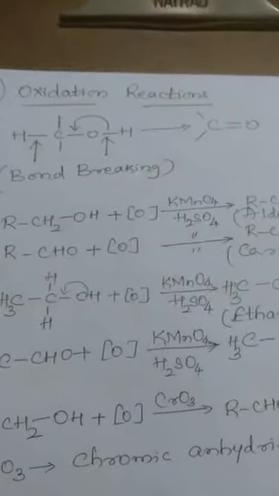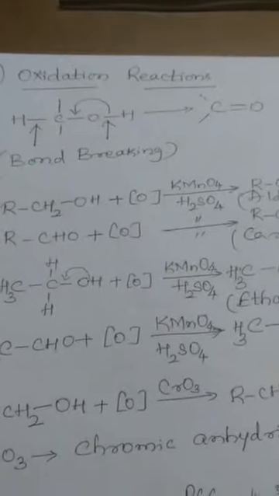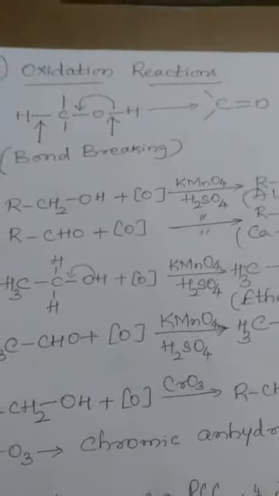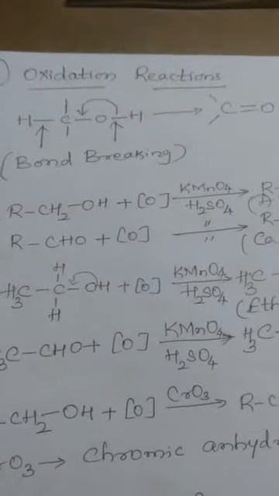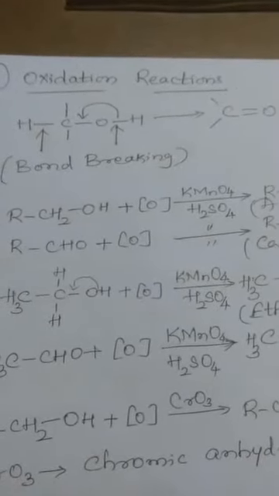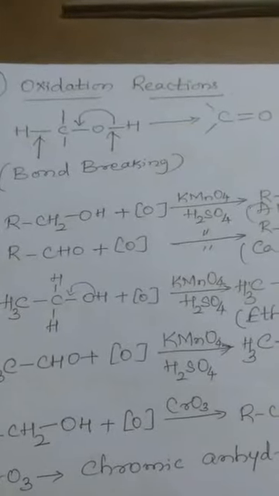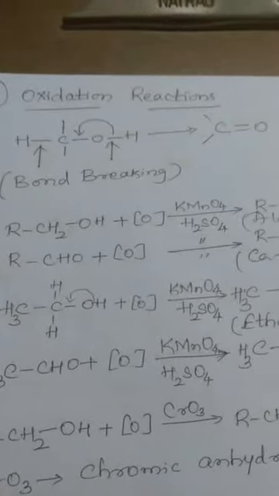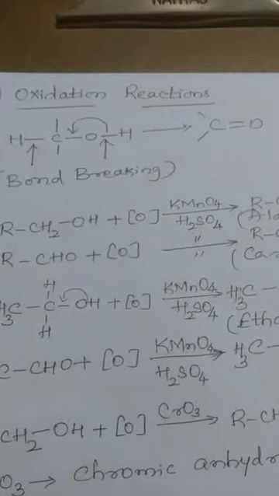Hello students, let us continue with the chemical properties of alcohols. The last set of reactions are oxidation reactions. Now this oxidation reaction of alcohols involves cleavage of both the O-H and C-H bonds. A shift in the position of the pair of electrons between O and H, as I have indicated with the arrow here, will lead to the formation of a C double bond O, that is, a carbonyl bond.